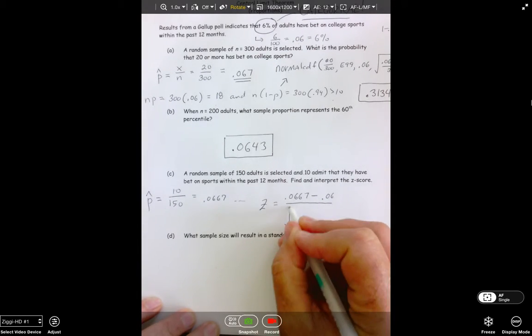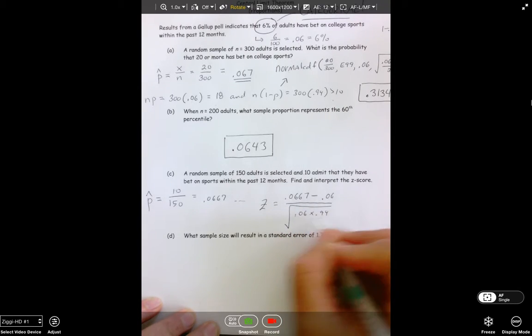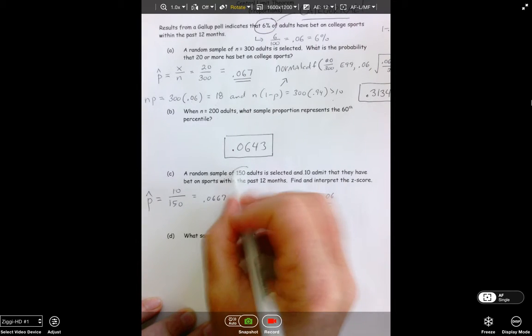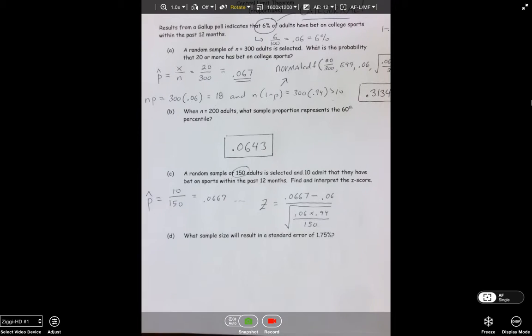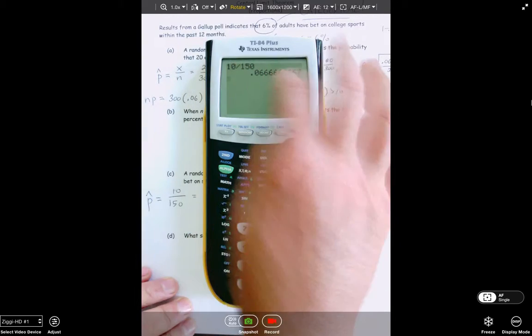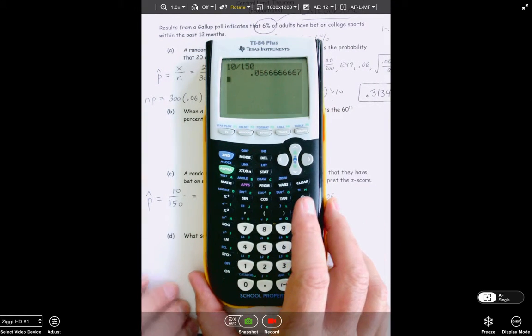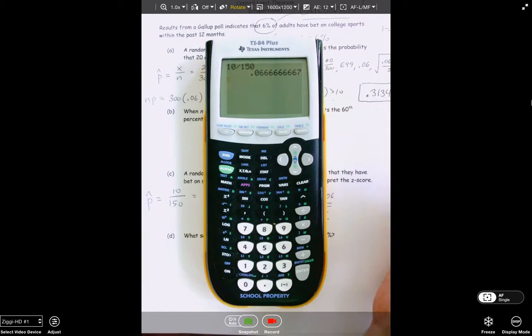And the standard error is going to be the square root of 0.06 times 0.94 over the sample size, which is 150. Now, guys, this is worth the price of admission right here. I'm going to show you how to do it on your calculator where we don't have to round that off, okay? So I just do this.